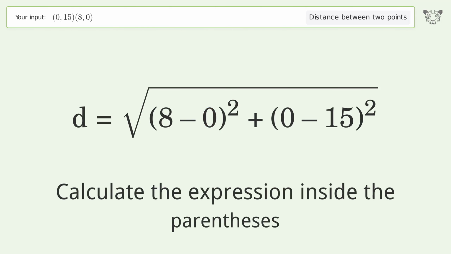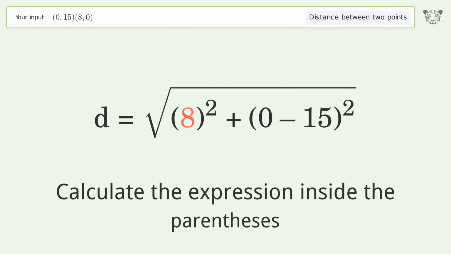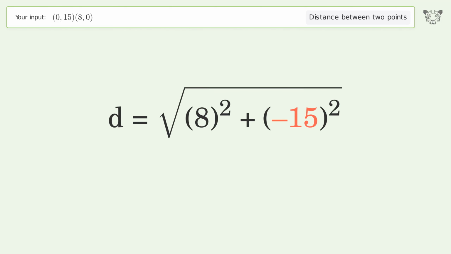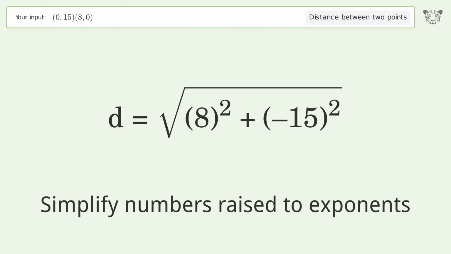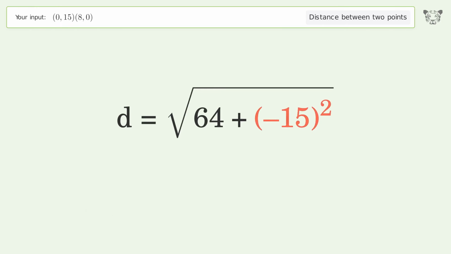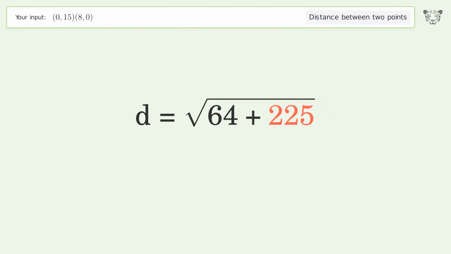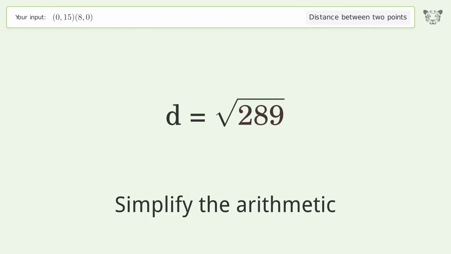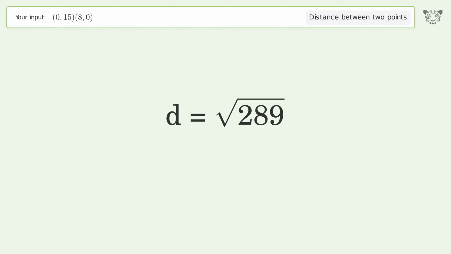Calculate the expression inside the parentheses. Simplify numbers raised to exponents. Simplify the arithmetic. And so the distance between the 2 points is the square root of 289, or 17.